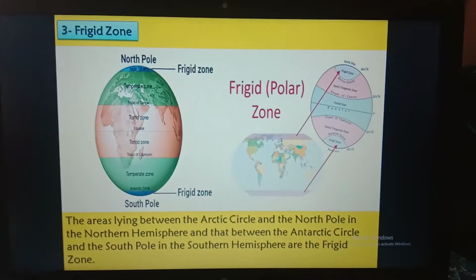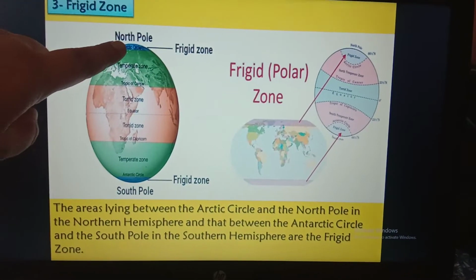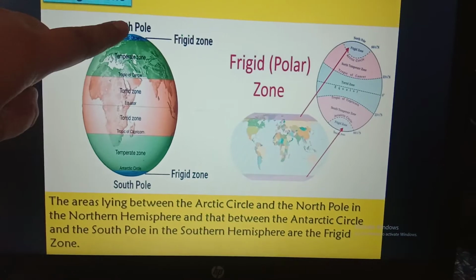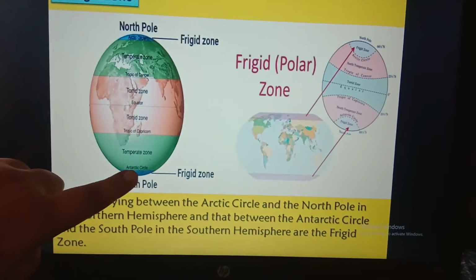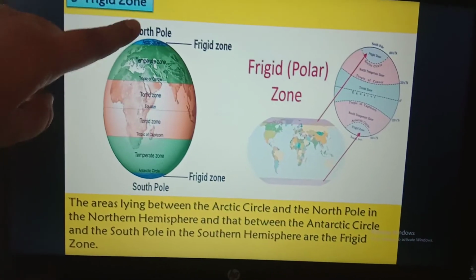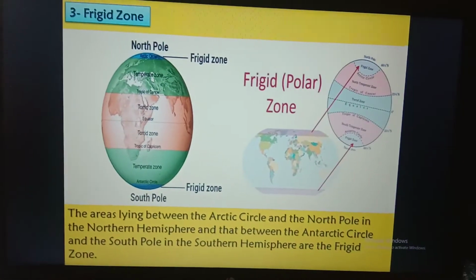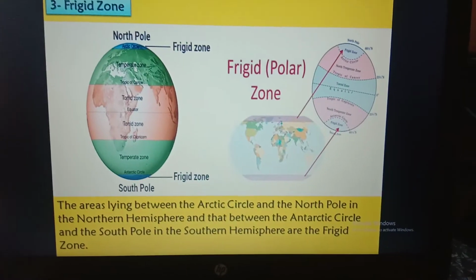As we can see in this picture, these are the poles and here is where the frigid zone lies. So on the pole region, the sun rays are totally slanting. That is why these areas are totally cold throughout the year.